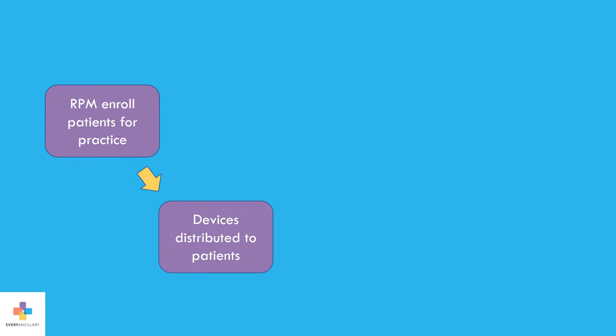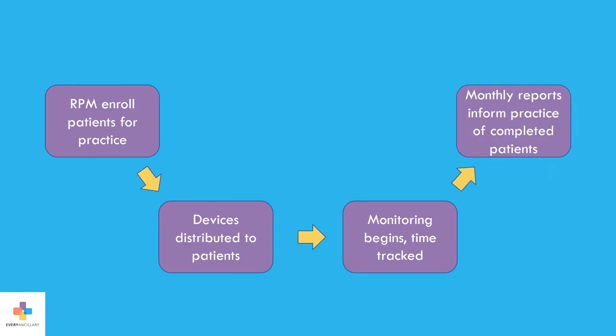Once your practice is signed up, our RPM provider will begin enrolling patients on your practice's behalf. Once patients are enrolled, devices can be distributed to the patient. Monitoring begins and time tracking is provided by the RPM service. Monthly reports will inform your practice of completed patients. Your practice bills on eligible codes 99453, 99454, and 99457, which pays $123 across the 3 codes. This is an important service to better monitor and manage the health of tech-savvy Medicare patients.